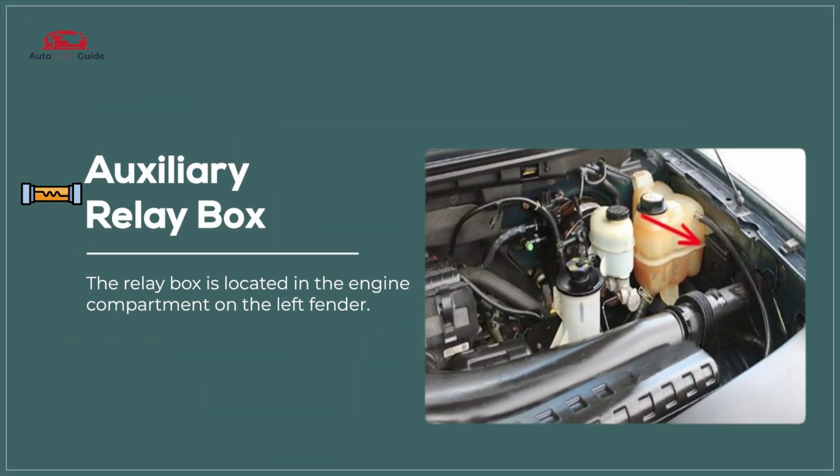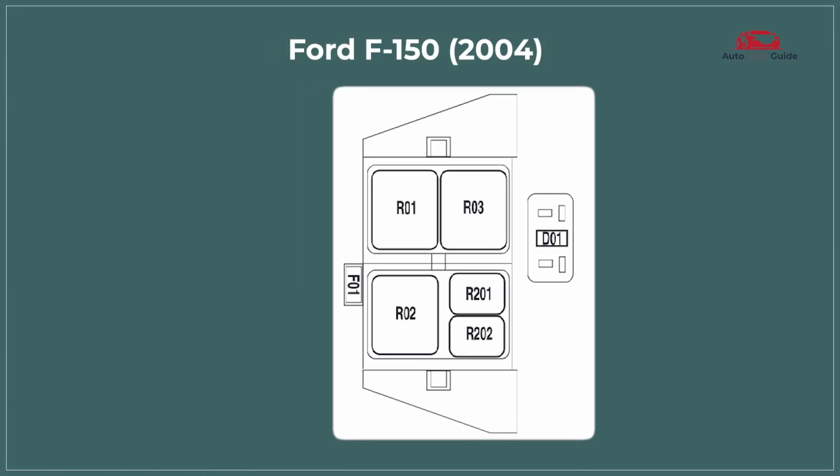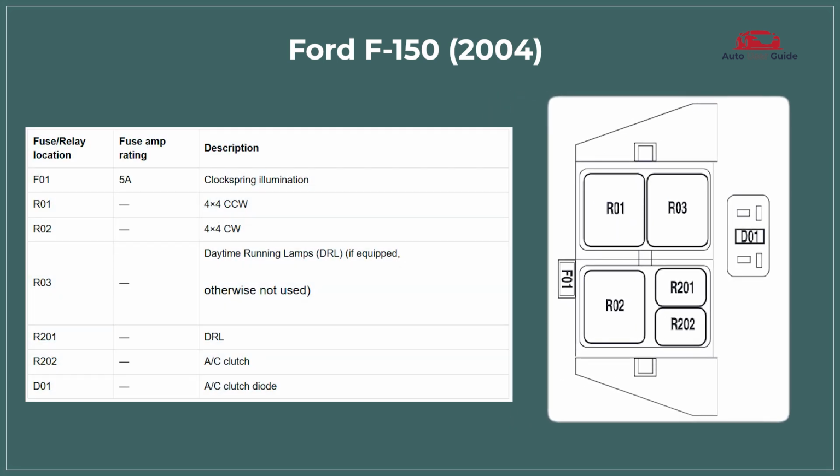Auxiliary relay box. The 2004 Ford F-150 auxiliary relay box contains relays for additional systems like trailer tow battery charge and trailer tow lamps. It helps power these systems safely and reliably.